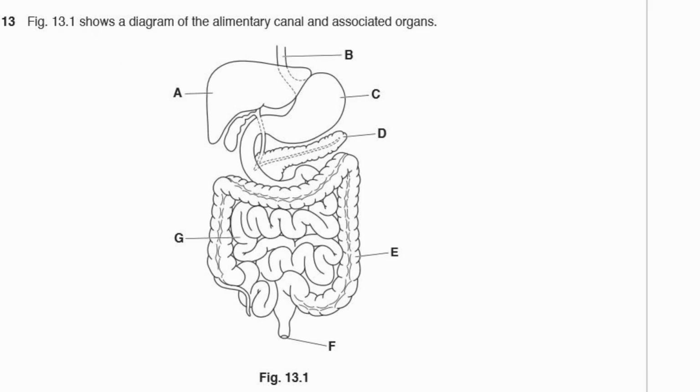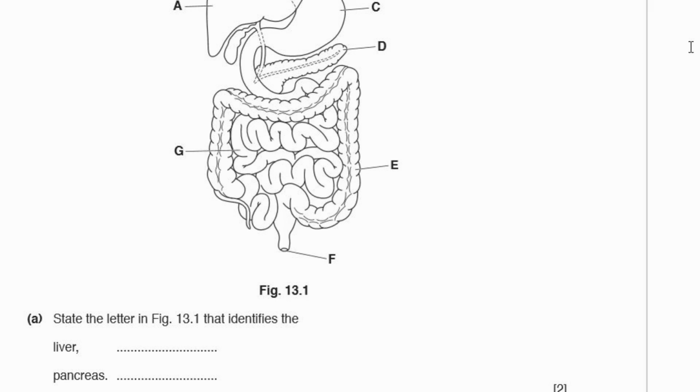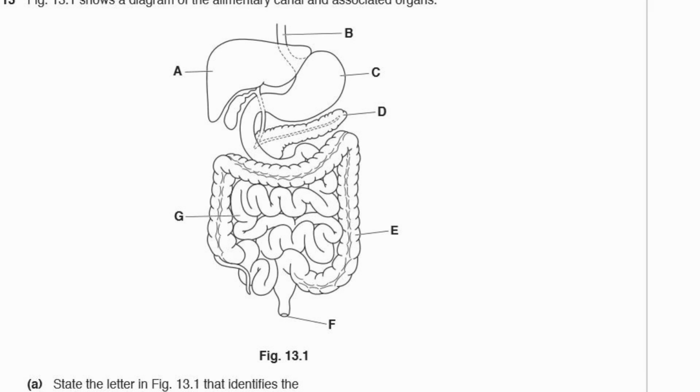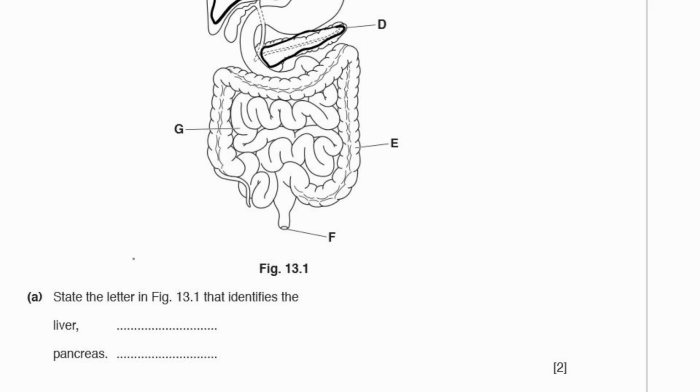And question 13, figure 13.1 shows a diagram of the alimentary canal and associated organs. A. State the letter in figure 13.1 that identifies the liver and the pancreas. Okay, so the liver is this organ right here. Nice big organ, has a bile duct attached over top of the stomach. Okay, and the pancreas is this organ right here underneath the stomach. So the liver is A, and the pancreas is D.